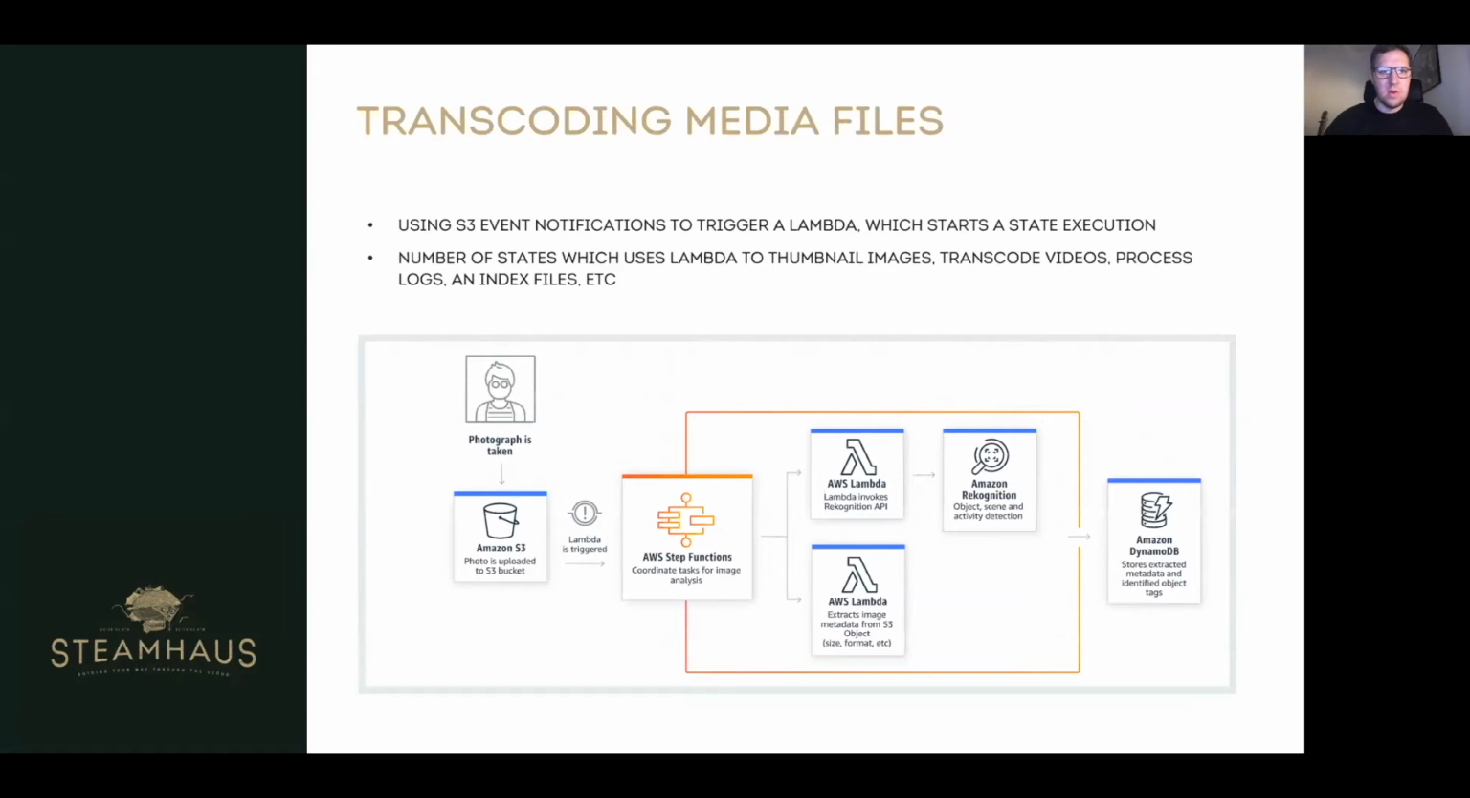Okay, so moving on to some use cases now. These are just common use cases provided by the AWS docs. The first of which is transcoding media files. This particular example is based on a user uploading an image to an S3 bucket. And this S3 bucket has an event notification configured to invoke a Lambda function, which starts a state execution. And there are a number of states inside this state machine that use Lambda to thumbnail images, transcode videos, process logs, and index files, etc.